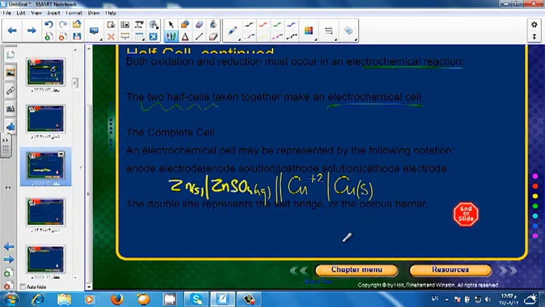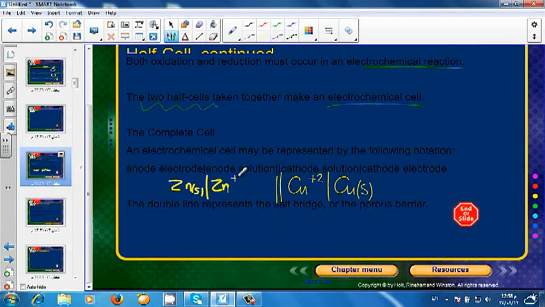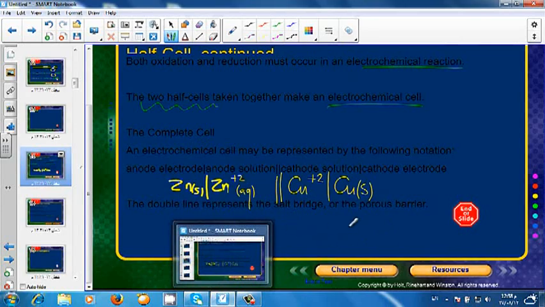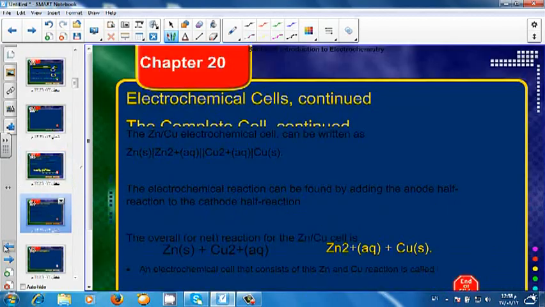We can also represent the zinc as zinc positive ions, and it's not important to write the whole sulfate. So we just write Zn2+ (aq). This half cell represents the oxidation, this half cell represents the reduction, and the double line here represents the salt bridge or the porous barrier that we provide in the cell.